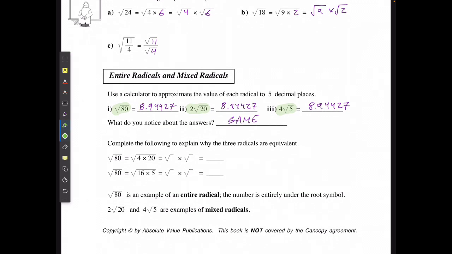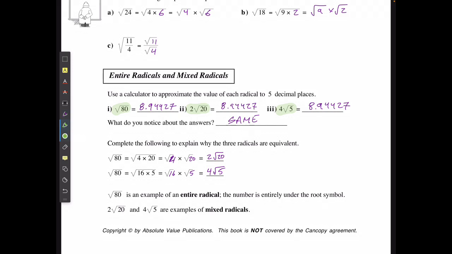Now, why are these equivalent? Well, 80 is the same as 4 times 20, or the square root of 4 times the square root of 20, and the square root of 4 is just 2. So 2 times the square root of 20. If I divided 80 by 16, I get 16 and 5, or the square root of 16 and the square root of 5, and the square root of 16 is 4 times the square root of 5.